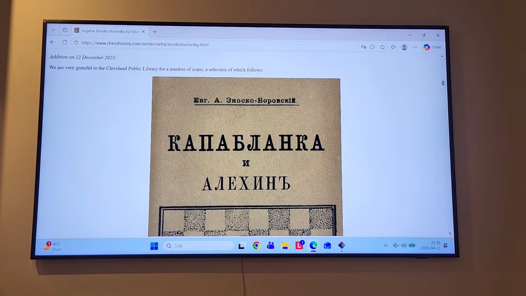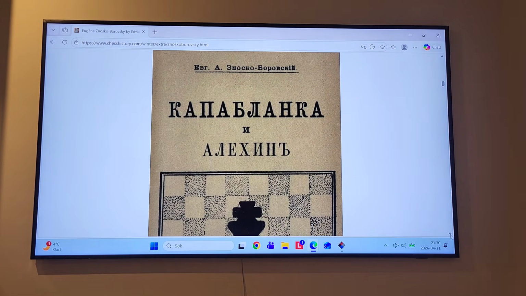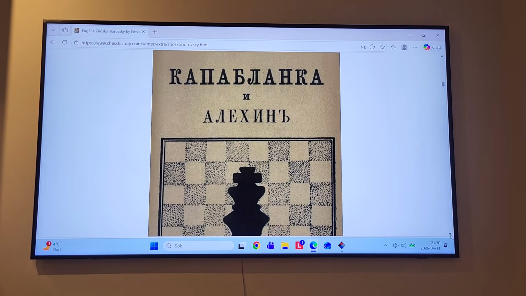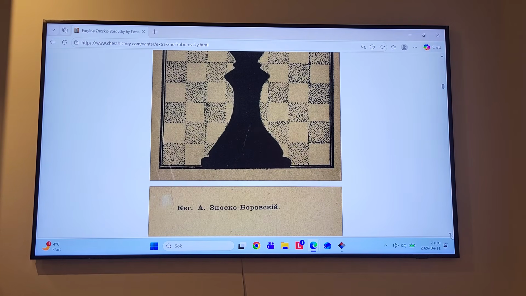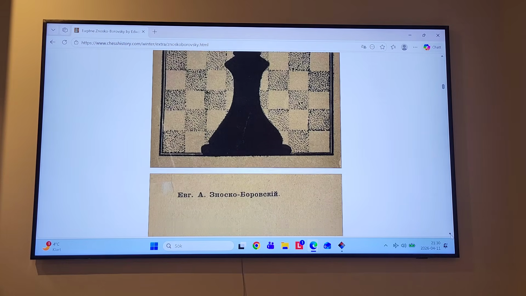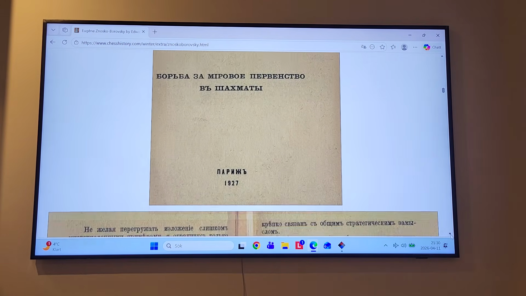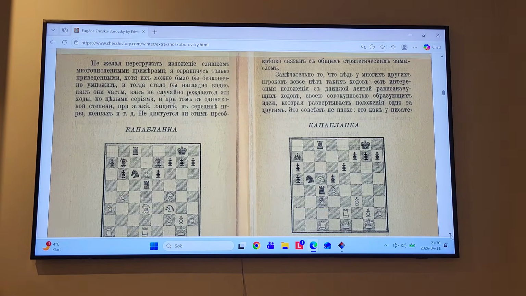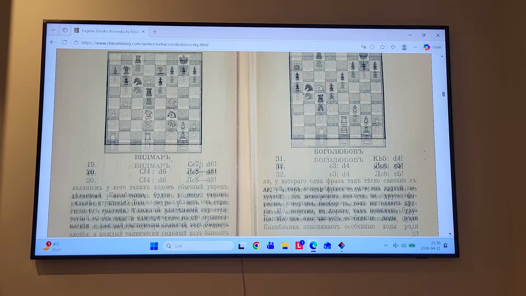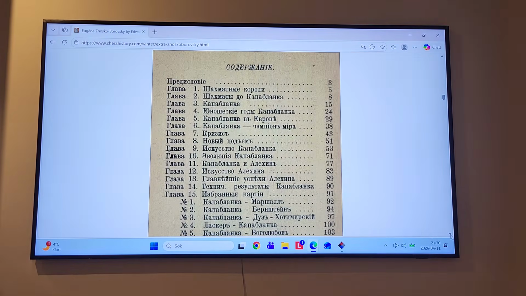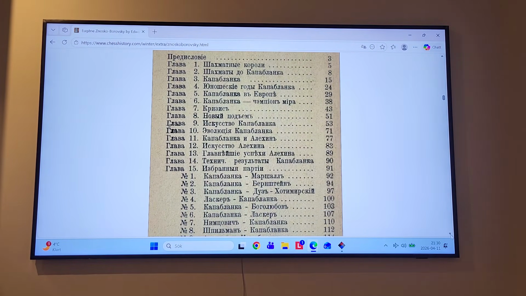And here we have one of the books that was never published into the English language. It's a book about the coming match between Capablanca and Alekhine. But at least you can see what games were discussed if you understand the Russian language or translate into a language you understand.